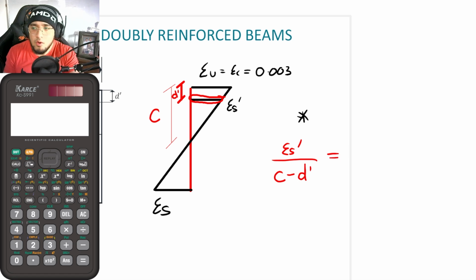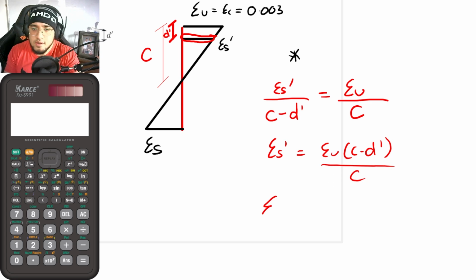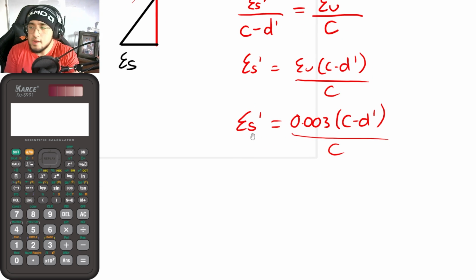This is equal to the ratio of the bigger triangle, which is strain U divided by its partner, the value of C. From that, cross multiplying, strain S prime is equal to strain U times (C minus d prime) divided by C. Substituting known values, strain U is 0.003, and then C minus d prime divided by C. So that is our strain S prime.